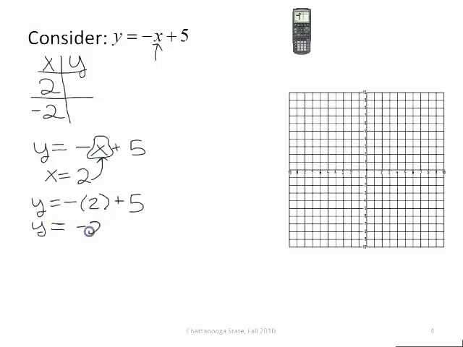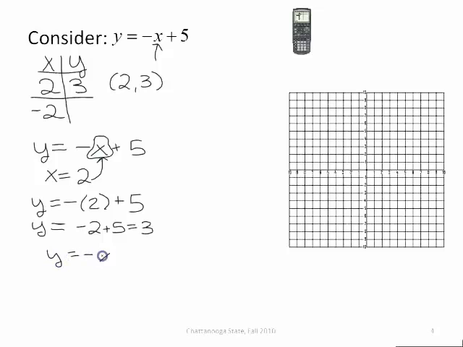So that's y equals a negative 2 plus 5, which would be 3. So that's the y coordinate that goes with the x coordinate of 2. So that's one of my points.